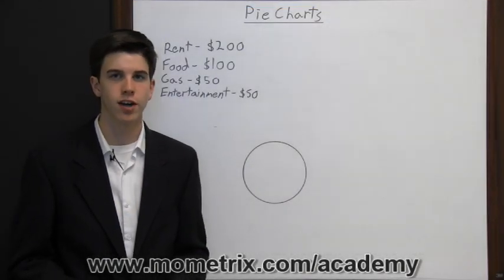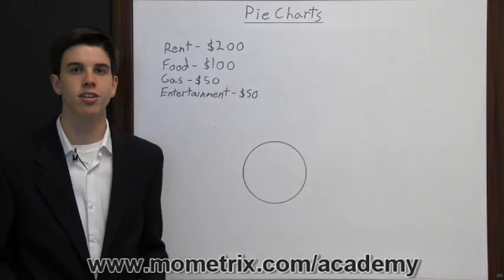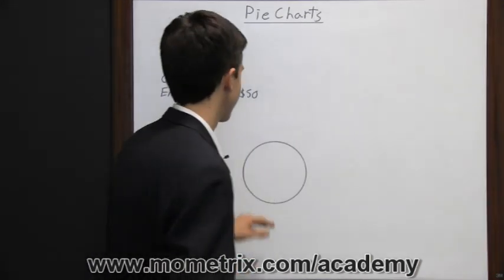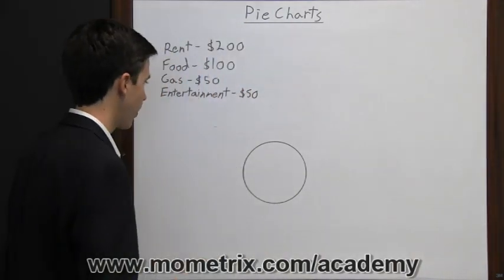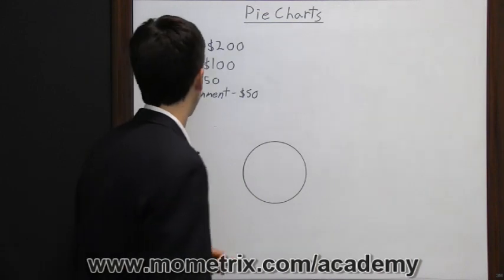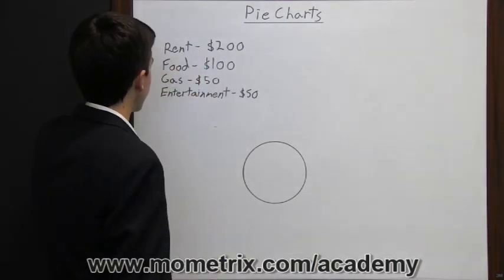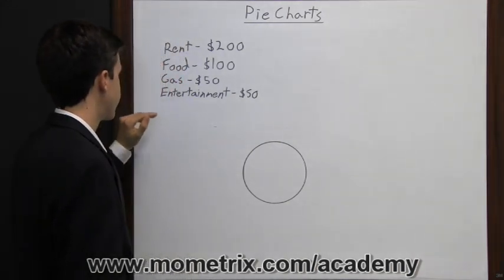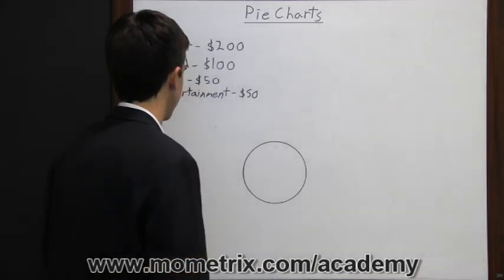A pie chart is very helpful for showing how a certain category is divided. So see here we have the makings of a pie chart, but it's still missing a lot. Right now all we have is information that we need to plug into this pie chart. So right here we have the expenses of Joe. So rent is $200, food is $100, gas is $50, and entertainment is $50. And this is per month.